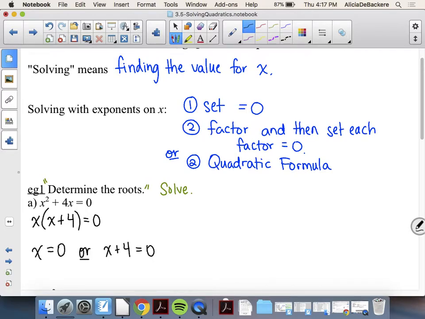Now if x plus 4 is equal to 0, we still have to figure out, well, what's the number for x, or what's the value of x? And in order to do that, I can subtract 4 from both sides of the equal sign, and I see that x would be negative 4. So two solutions there, and I could say, therefore, the roots are negative 4 and 0. We always like to write them in ascending order.